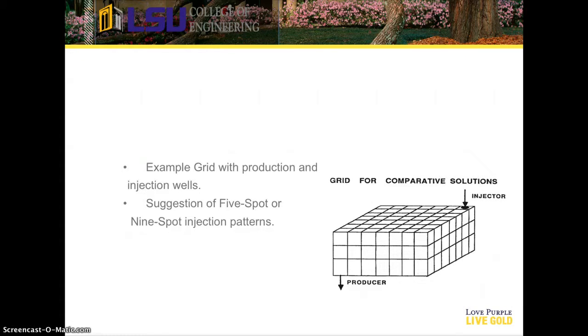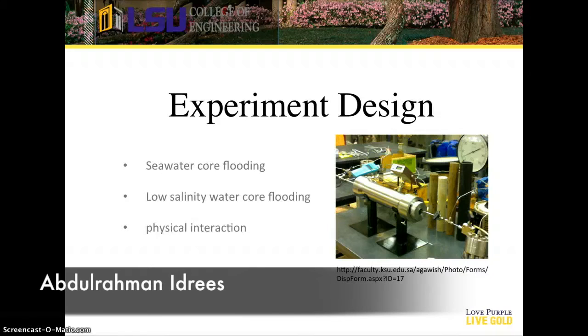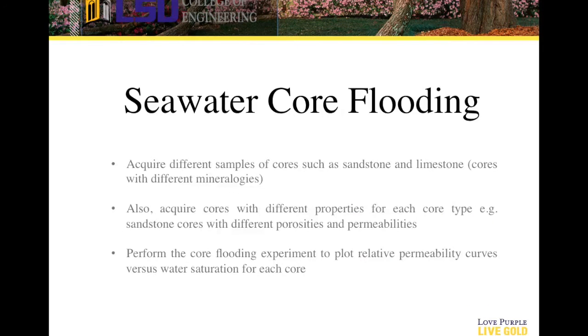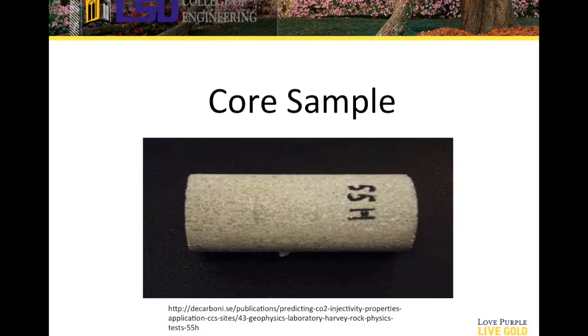The experimental design of this project will go through 3 main stages, which are seawater core flooding, low salinity water core flooding, and physical interaction. The procedure for this experiment will start off by acquiring various core samples with different properties. After performing the seawater core flooding, we will use the data gathered to develop a relative permeability versus water saturation graph for each core examined. Here is an example of one of the core samples that will be used in this experiment.